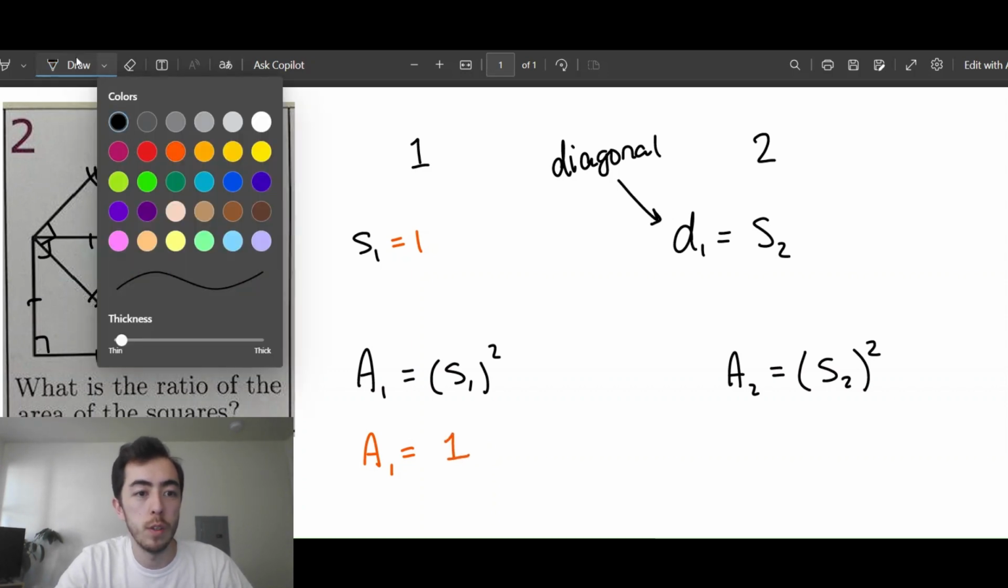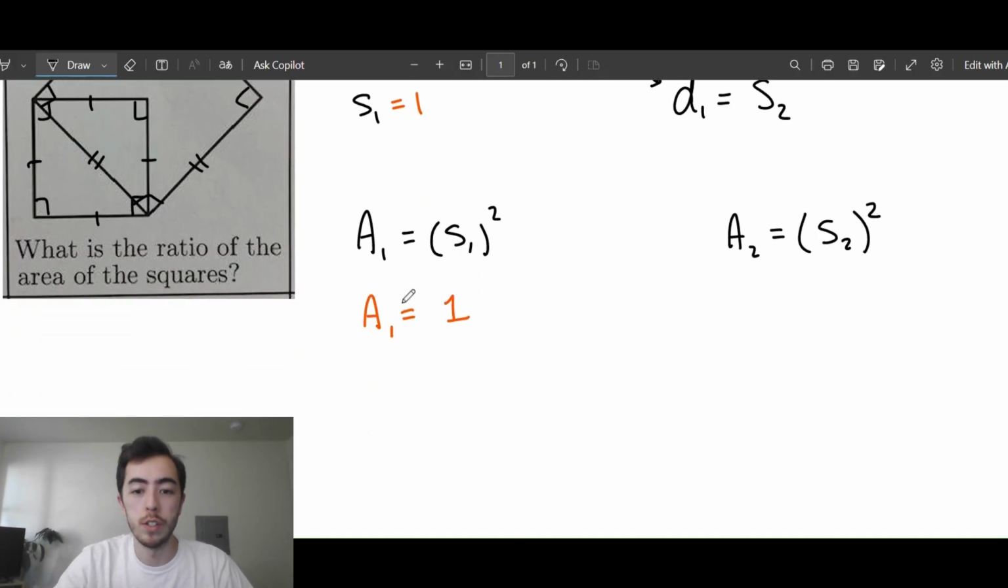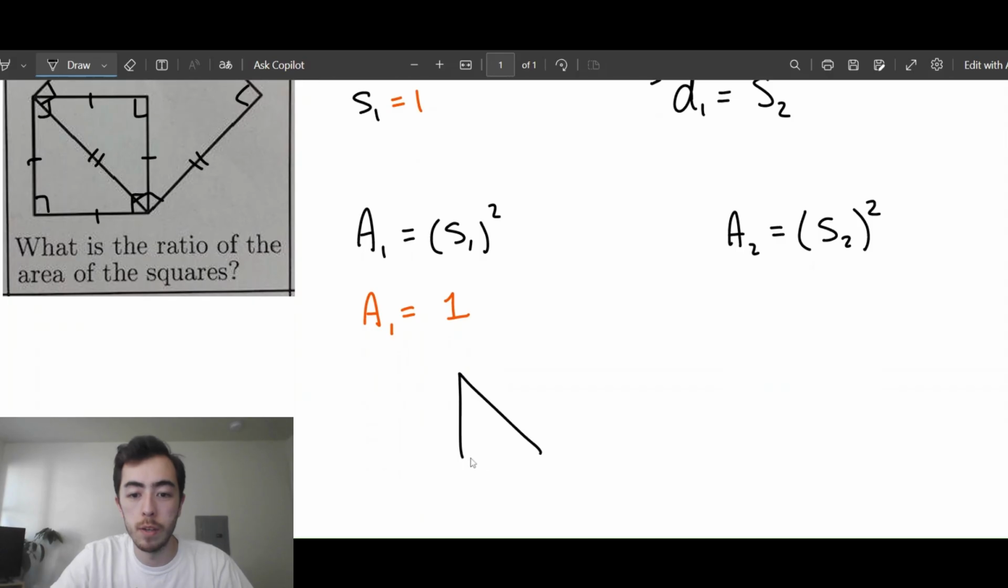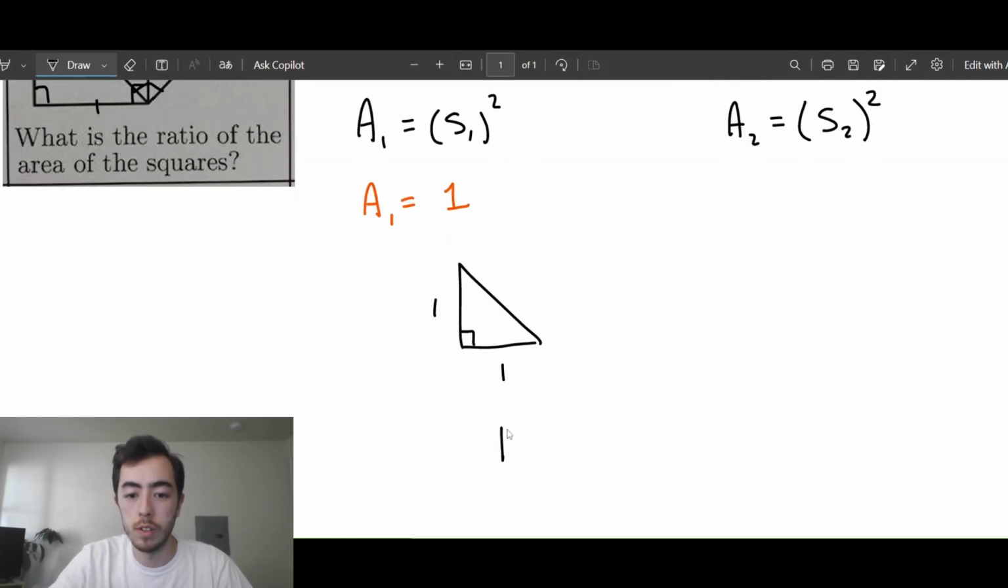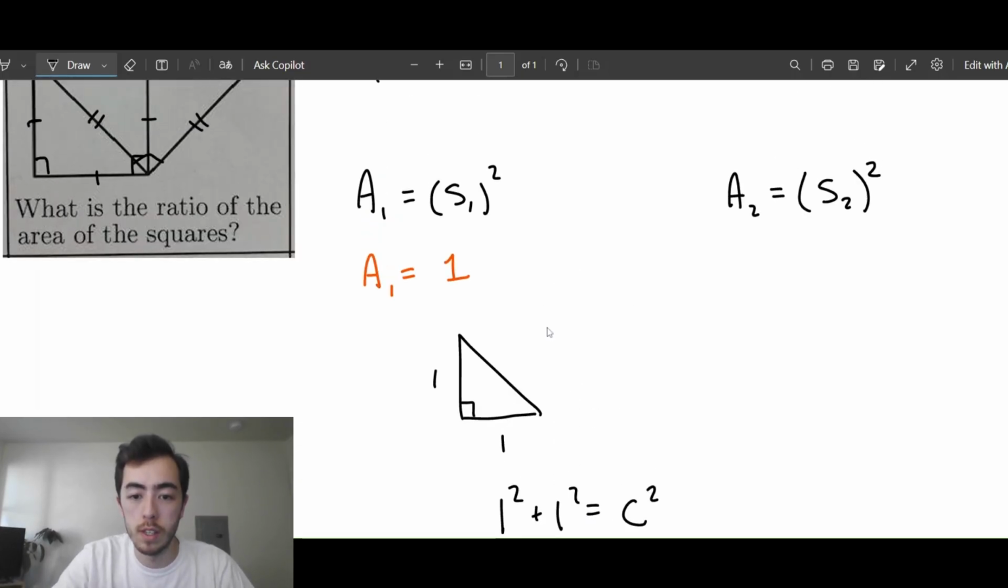Now, from this, we could figure out what D1, that diagonal, is. We could just do a little bit of the Pythagorean theorem here. If we have a right triangle and 2 of the sides are 1s, then we can do 1 squared plus 1 squared equals c squared, c being the hypotenuse. And so simplifying, we get that the hypotenuse is equal to root 2. And so that's going to be this length right here.